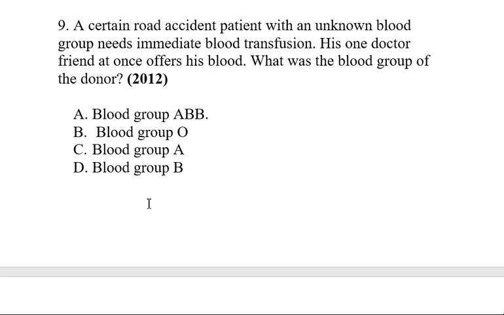A certain road accident patient with an unknown blood group needs an immediate blood transfusion. His doctor friend at once offers his blood. What was the blood group of the donor? It must be O. So it's blood group O.